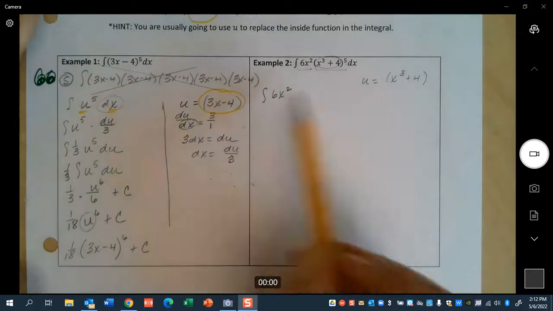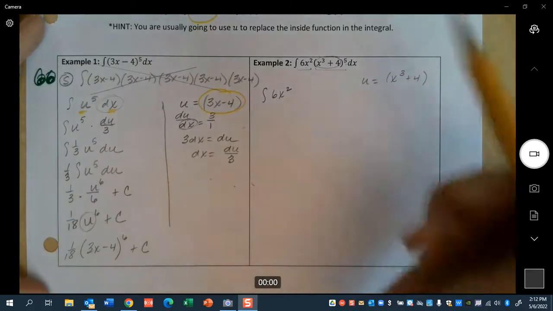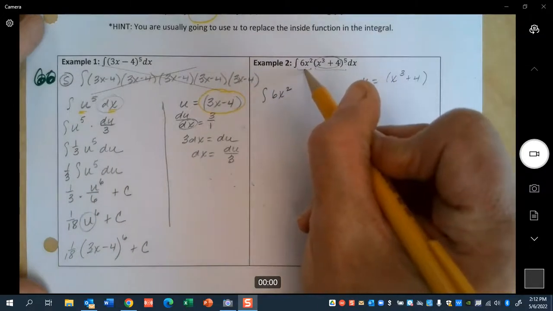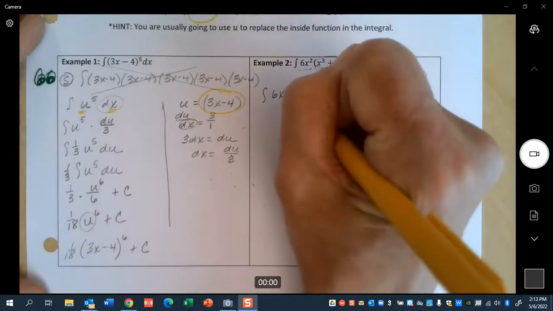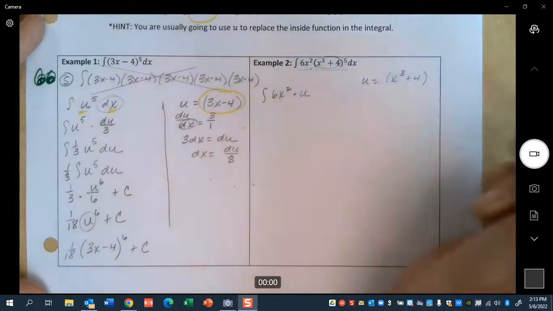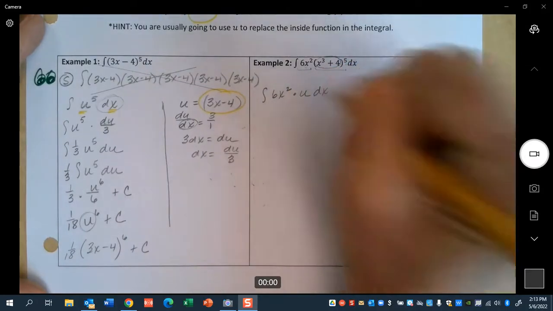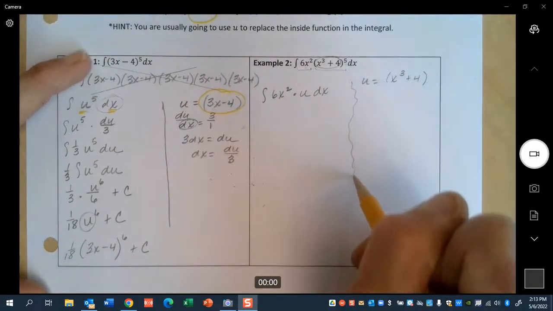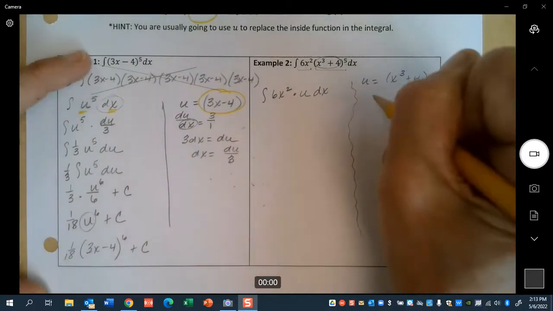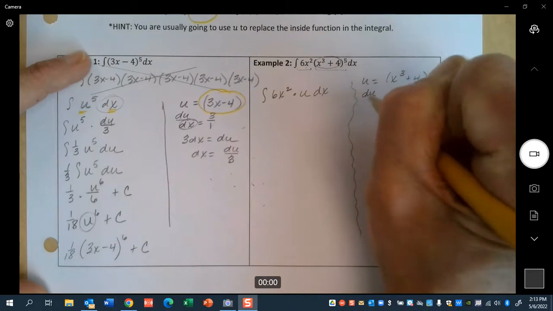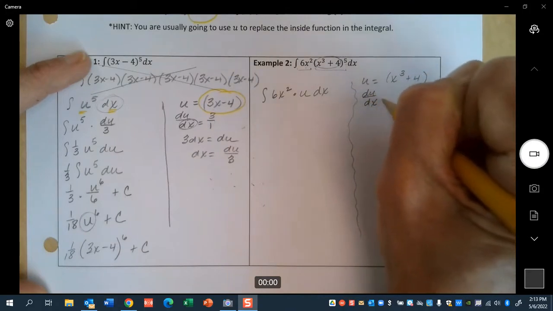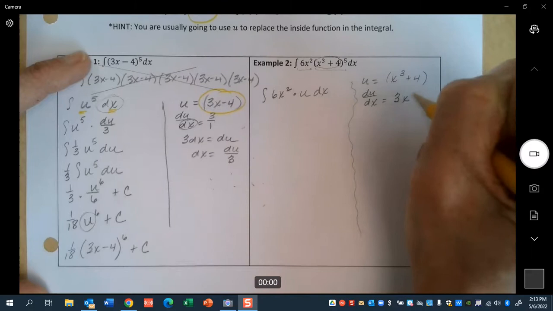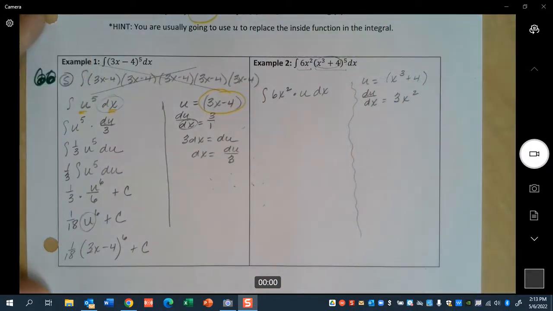So if I let u equal to this, I'm going to rewrite my integral as 6x squared times u, and I have dx. I can't have dx. Dx is not what I'm looking for. So I'm going to go ahead and take the derivative of u in terms of x, and I'm going to call this 3x squared.